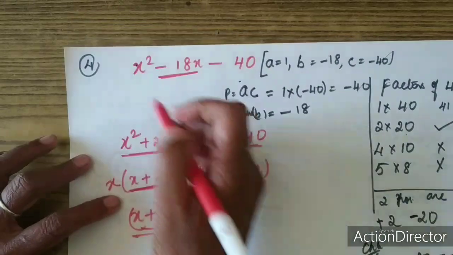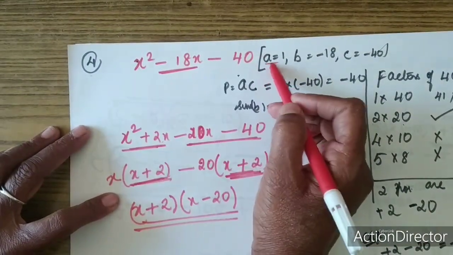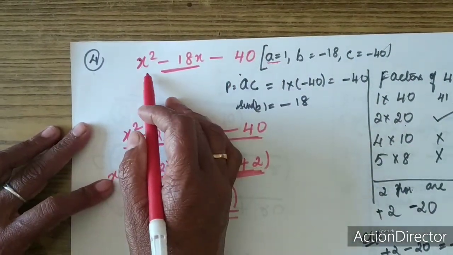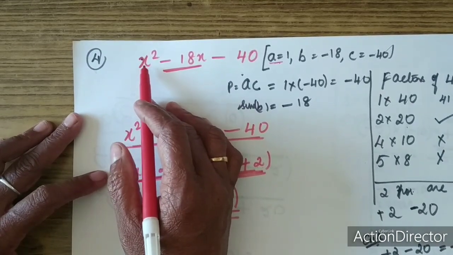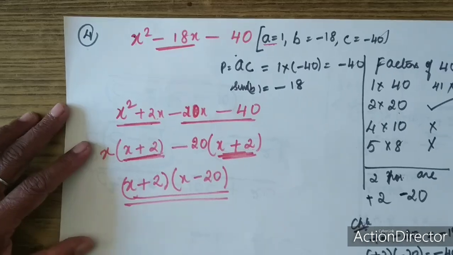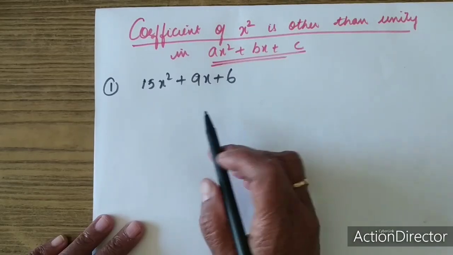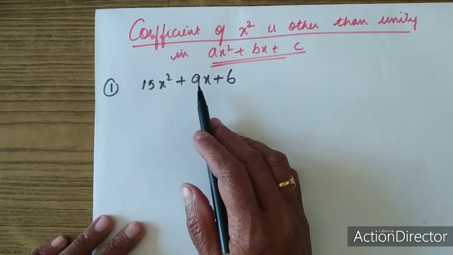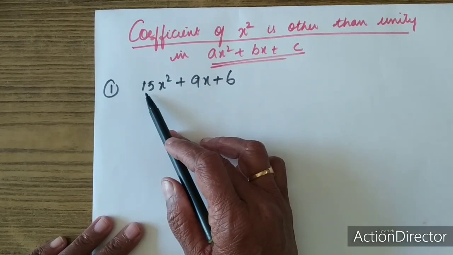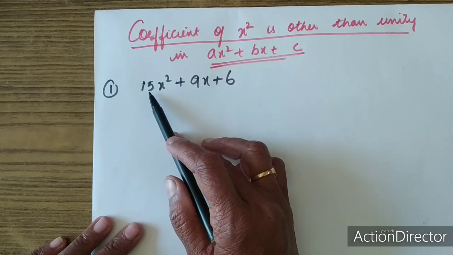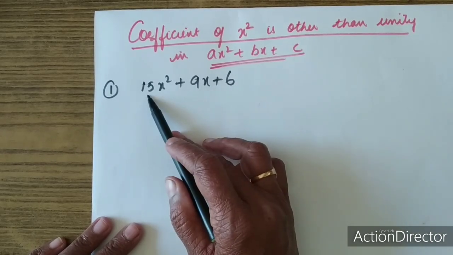So far you have seen that in ax square, the value of a is equal to 1. Now let us see some examples where a is other than unity. Let us see this example, 15x square plus 9x plus 6. In earlier sums, the coefficient of x square was 1. Here you can observe the value of a is 15.